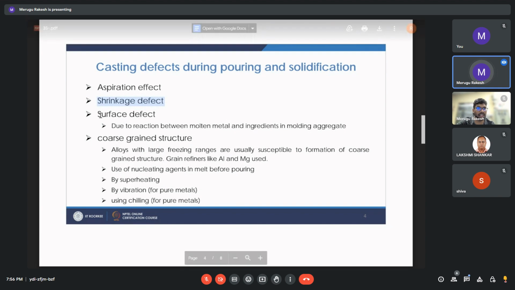So the rest is, I think, common defects. One is the surface defects and coarse grain structures. Alloys with large freezing ranges are usually susceptible to formation of coarse grain structures. Grain refiners like aluminum and magnesium are used.